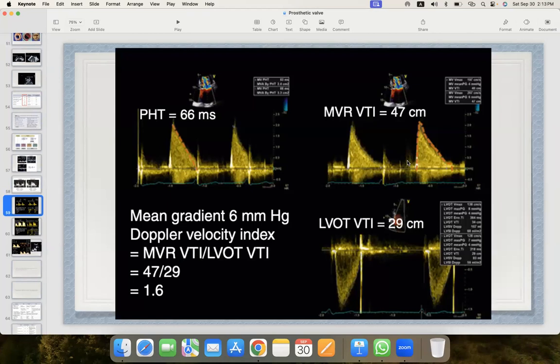This is another case. You will see that when you calculate the ratio, it's 1.6, which means it's less than 2.2. If it's less than 2.2, we can say that this is normal, even without doing any further evaluation. But if you do the other evaluation, you will see that the pressure half time here is 66, which is normal. And the mean pressure gradient is 6, which is also acceptable.